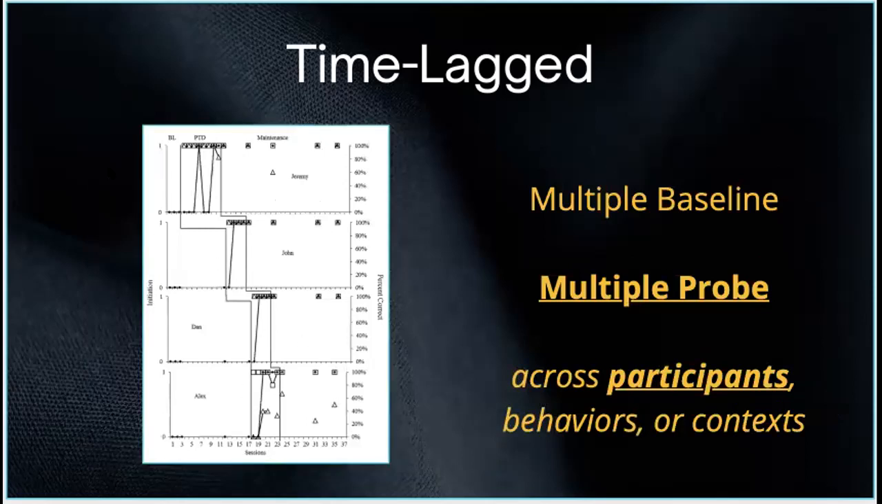This graph represents a multiple probe design, which just means that during the baseline conditions, data are collected intermittently instead of continuously, which you'll see based on these gaps in data in the 2nd, 3rd, and 4th tiers. This is a multiple probe across participants design. So the first tier is Jeremy's behavior in both baseline and intervention conditions, and then John's, Dan's, and Alex's. And the same logic applies to multiple baseline and multiple probe designs. It's very unlikely that behavior change happened 4 times just by chance.